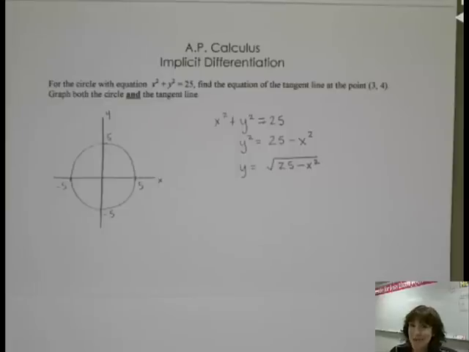Hi, it's me. We're going to talk about implicit differentiation today, and we're starting with this little warm-up. This is something that we've been doing, trying to find the equation of the line tangent to the curve at (3, 4). And so it begins with this circle.